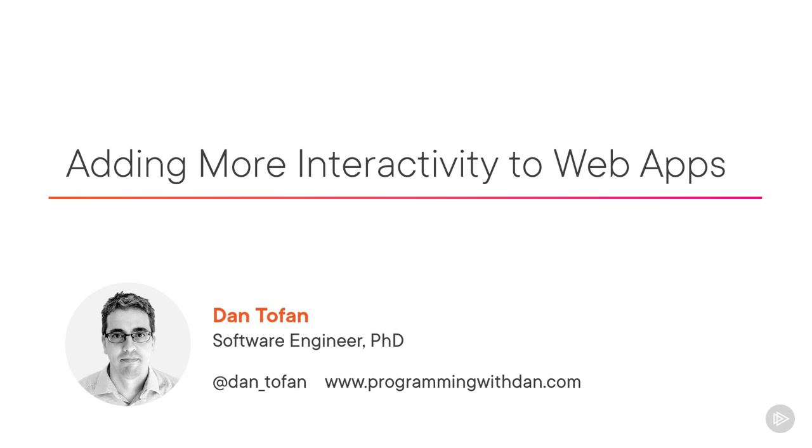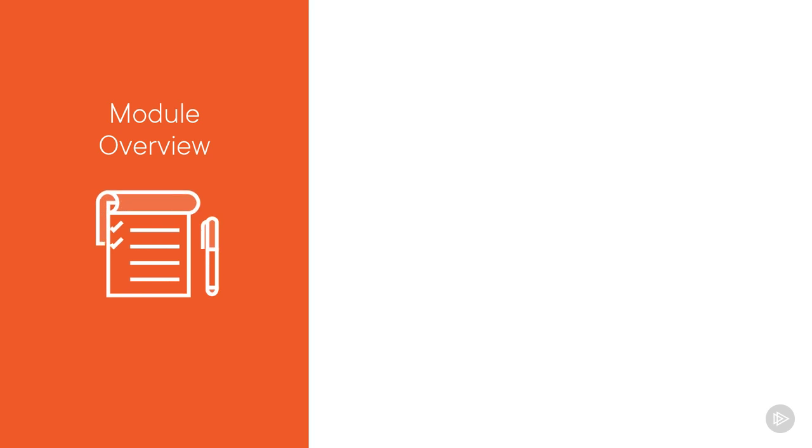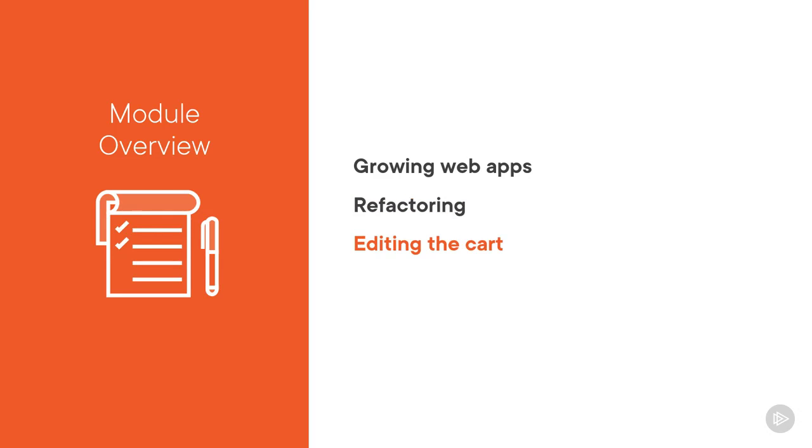This module is about adding more interactivity to Elm web apps. Here is the plan. First, in this clip, we are going to look into approaches for growing web apps with more interactivity, for example, by using more data types. Second, we are going to do some refactoring of the shopping cart to make the code cleaner. Third, we are going to add more interactivity to the shopping cart. And finally, we are going to add a submit button to the shopping cart and some validation logic.